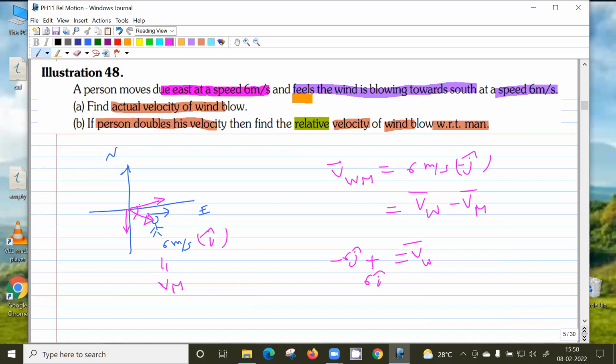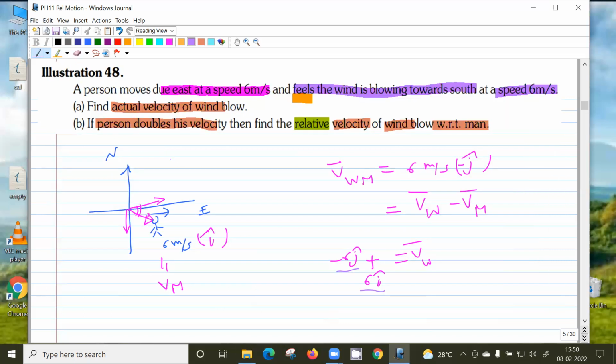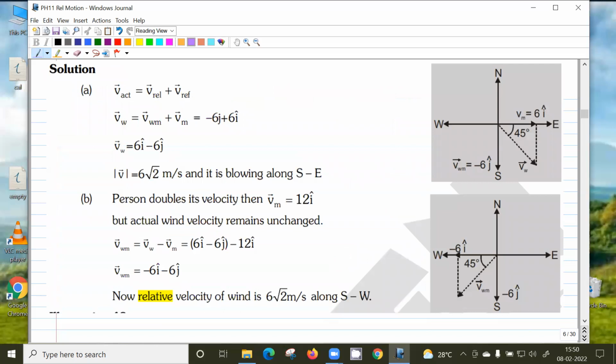And what will be that angle? 45 degrees, right? Because both x component and y component are the same, 6, 6. Is it clear? And the magnitude is square root of 6 square plus 6 square. That's what he is given, velocity of wind is minus 6 j cap. And the direction is southeast, it's in between south and east.